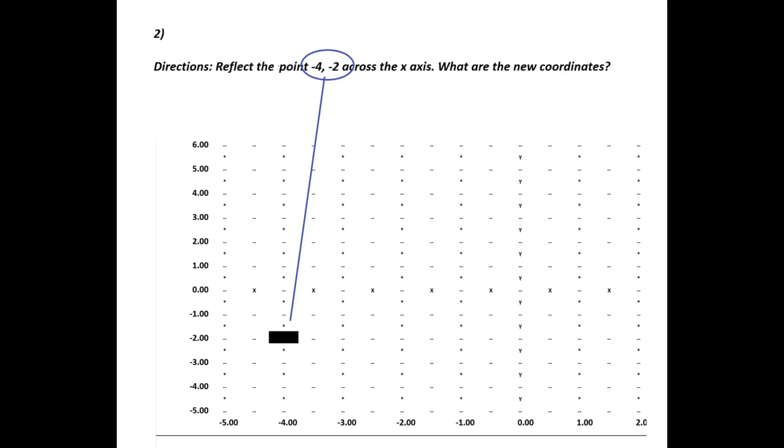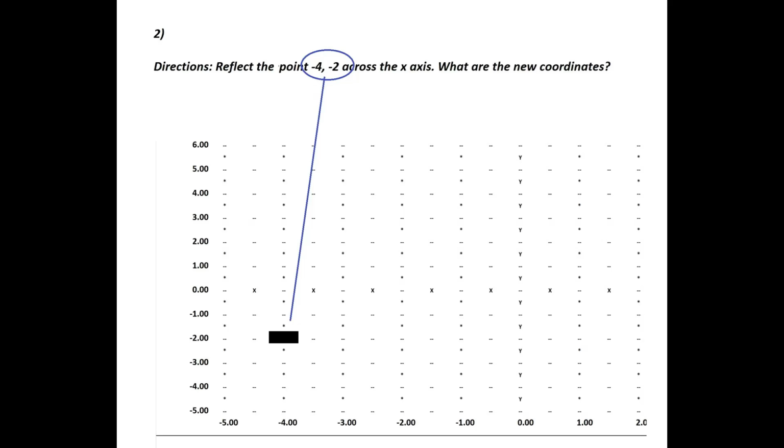Here is our graph. Here's our grid, our coordinate plane. And if you notice, you see 0, it goes down to -5 on the y-axis, it goes up to 6 on the y-axis, and our x-axis is from -5 to +2. Well, that point -4, -2 is where that block is sitting. That entire black block is -4, -2.